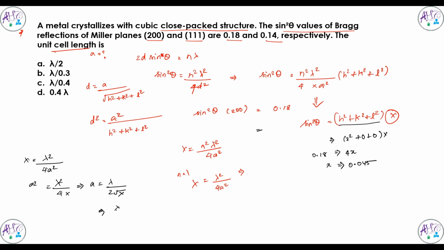So lambda, let's keep it as constant. 2 into root of 0.045. Okay. So if you solve, this is going to be equal to lambda by 0.4. So your option C is the correct answer. Okay. So I solved this using the 200 plane. If you want, you can also try it with your 111 plane. Okay.